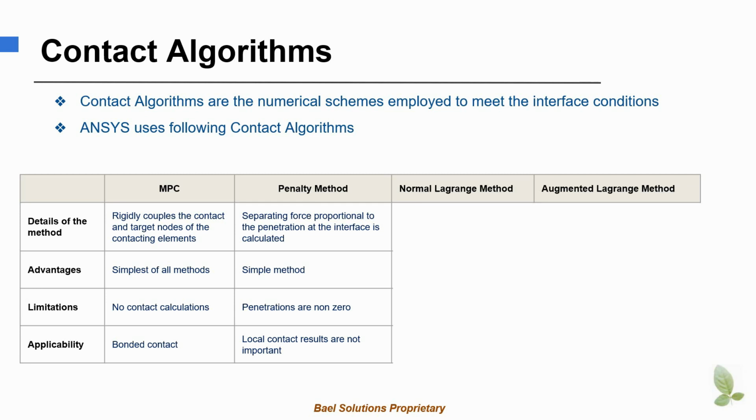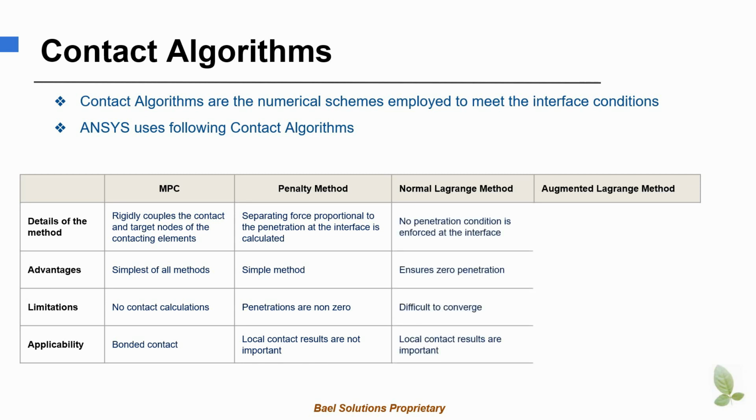Contact problems are often easy to solve using the penalty method. The main problem with the penalty method is the penetrations are often high. Therefore, it is generally not recommended when local contact results, like contact pressure, are important.